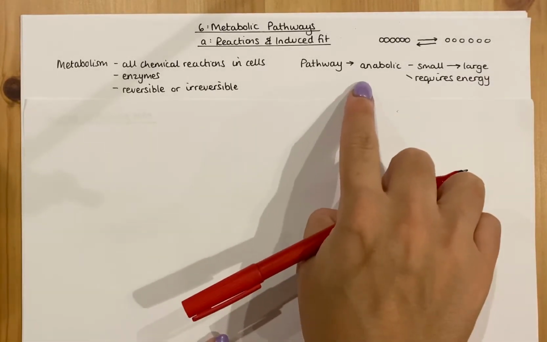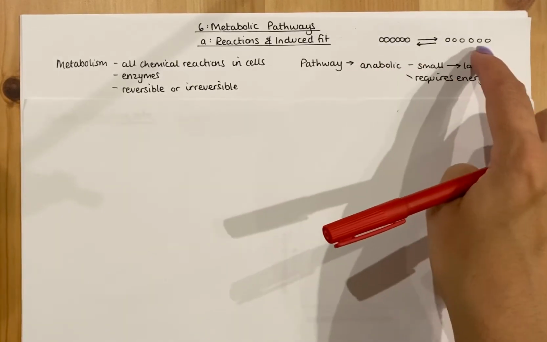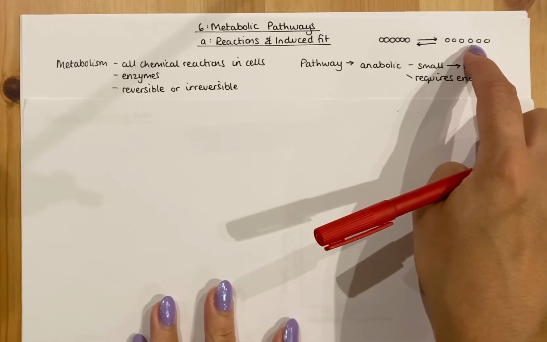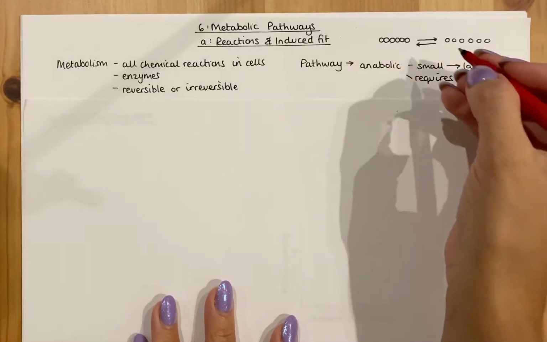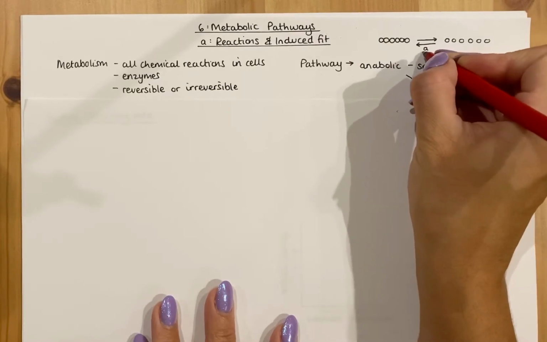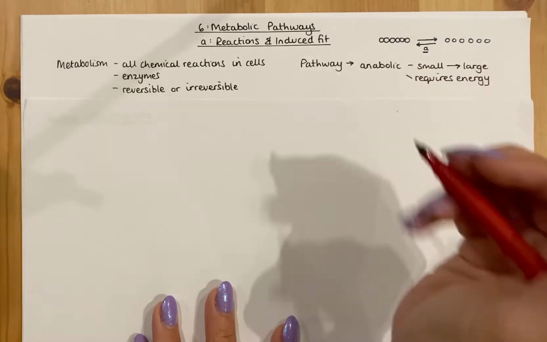In the diagram above, I've shown a pathway which is reversible. We have a large molecule being changed to small molecules. Or if you look at it the other way, we can have small molecules being built up into large. So this one here is anabolic because we're changing small molecules and we're building up into a large molecule.